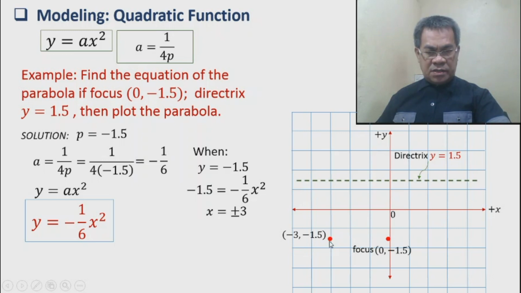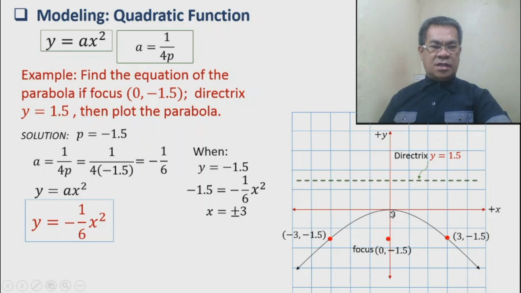So therefore, this is one end of the latus rectum. The other end is on the opposite side, because we have this as the point of symmetry. So we have y is equal to 3, then negative 1.5. These are the endpoints of the latus rectum. Then the graph will pass through those points, and you have to connect them with a curve.